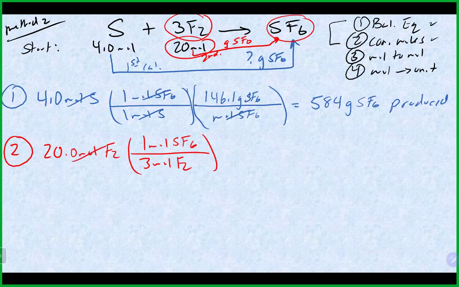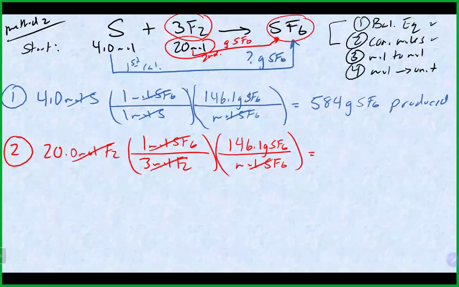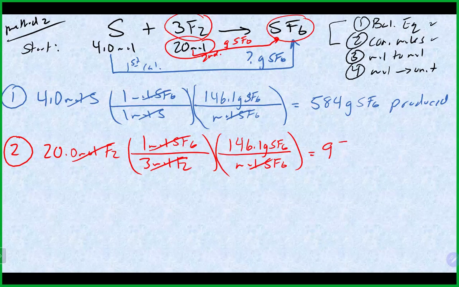SF6. These will cancel. Once again, using the molar mass here, 146.1 grams per mole. These guys will cancel. And that's going to get me here 20 times 146.1 divided by 3. We will end up with 974 grams of SF6 would be produced if we started with fluorine as our starting one.